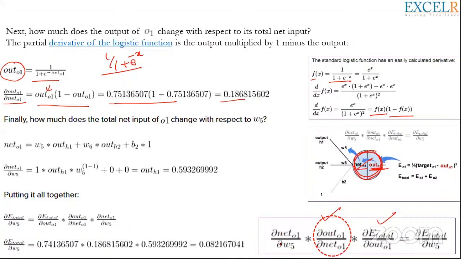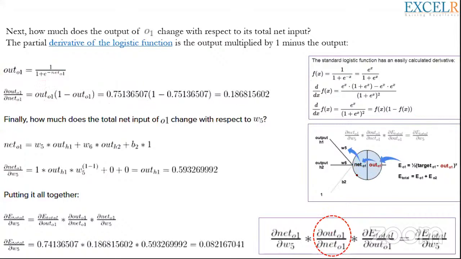Now we have to compute this. What is this? Dou net 01 by dou W5. That is this part.